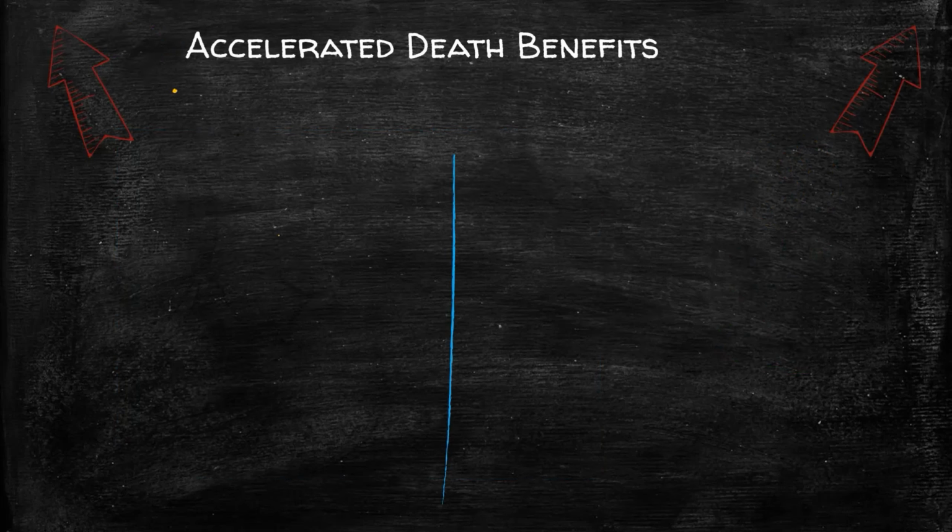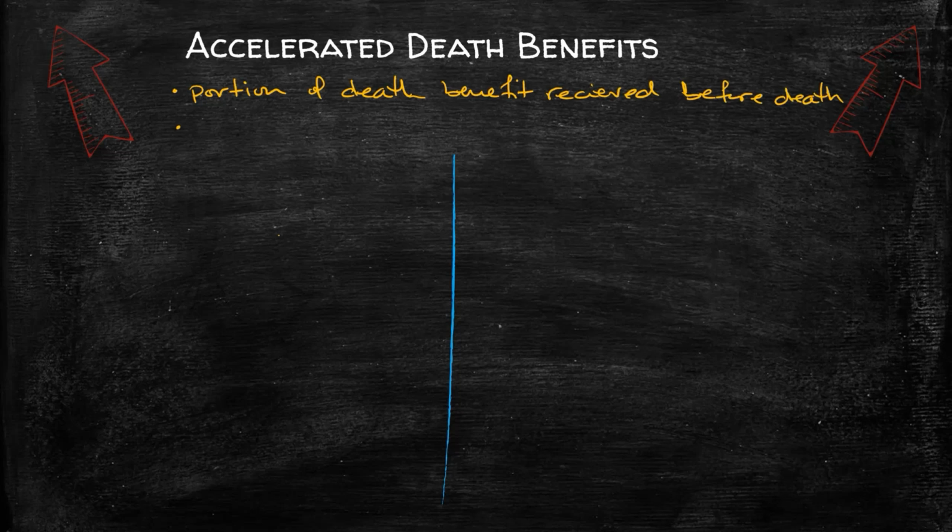So the first big one that we're going to start off with is the accelerated death benefit. The accelerated death benefit is when a portion of that death benefit is received before death. So the insured is receiving the amount that would have been paid to the beneficiary. That amount is deducted from the death benefit, so the beneficiary will receive less money when the insured dies.